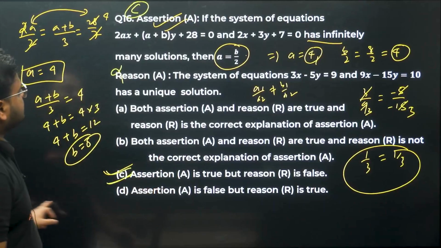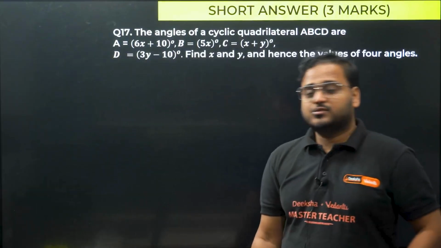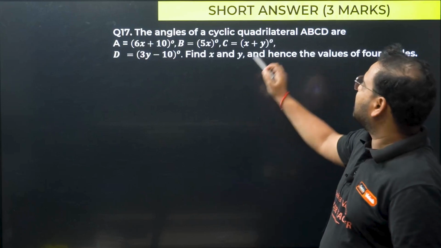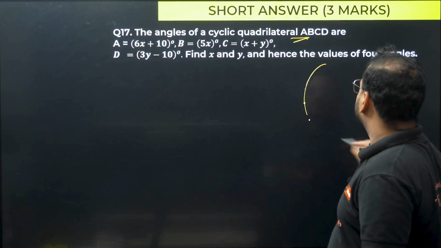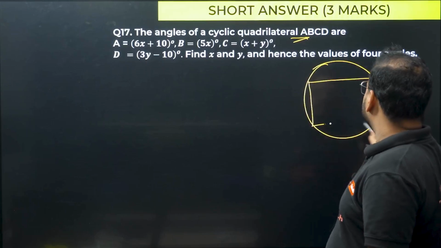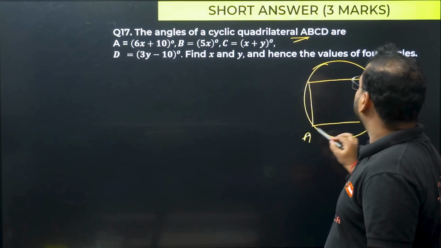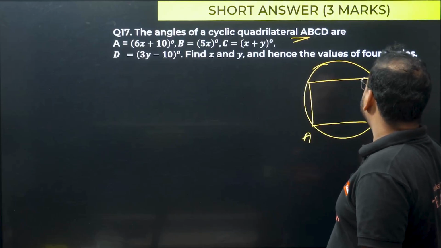Okay. Next we have short answer type questions. 3 marker I have taken. Let's solve this as well. The angle of a cyclic quadrilateral, they are saying cyclic quadrilateral like this, and it's cyclic in nature, which means the vertex lies on the circle. They have said that it's ABCD, so let's write this as ABCD.